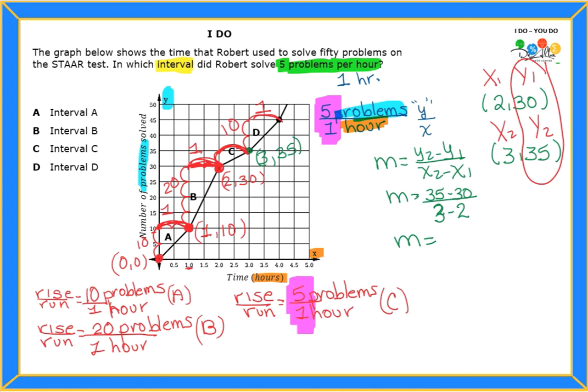Okay? So let's work it out. What's 35 minus 30? It's a 5. And 3 minus 2 gives me a 1. So what do you notice here? I got exactly the same answer, right? And again, remember that the y has to do with the problems, and the x has to do with the hours. Very good. Therefore, my answer for this should be letter C.